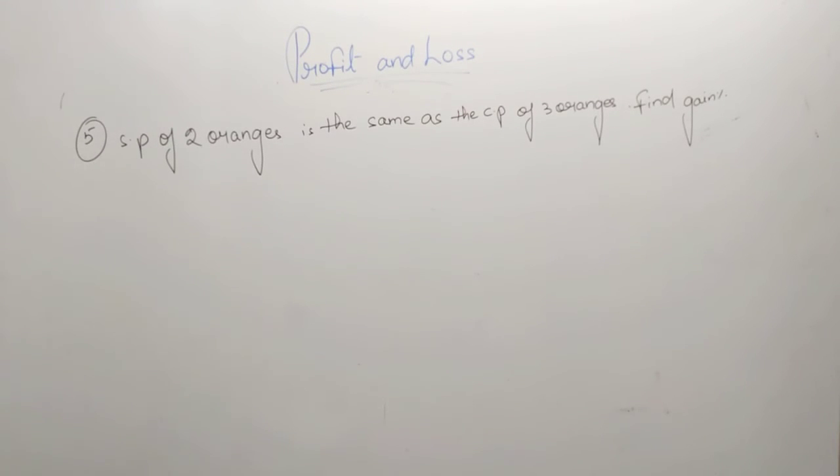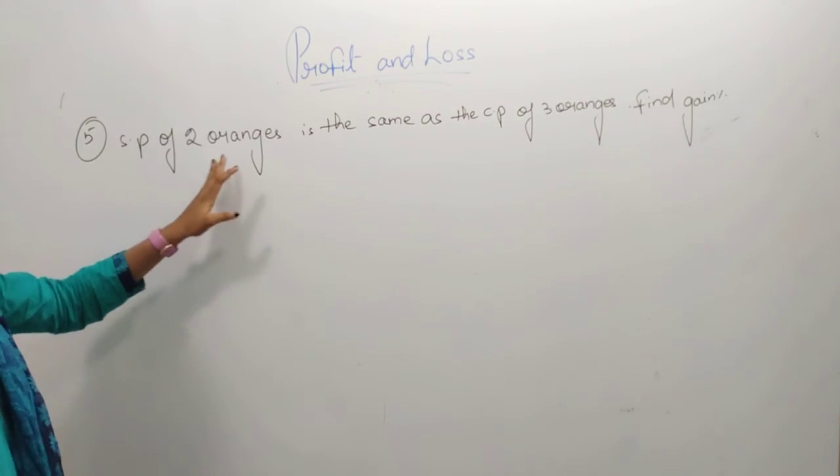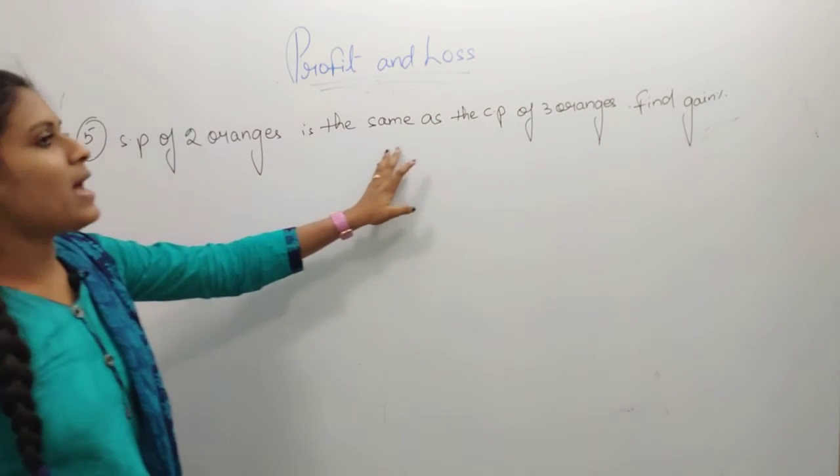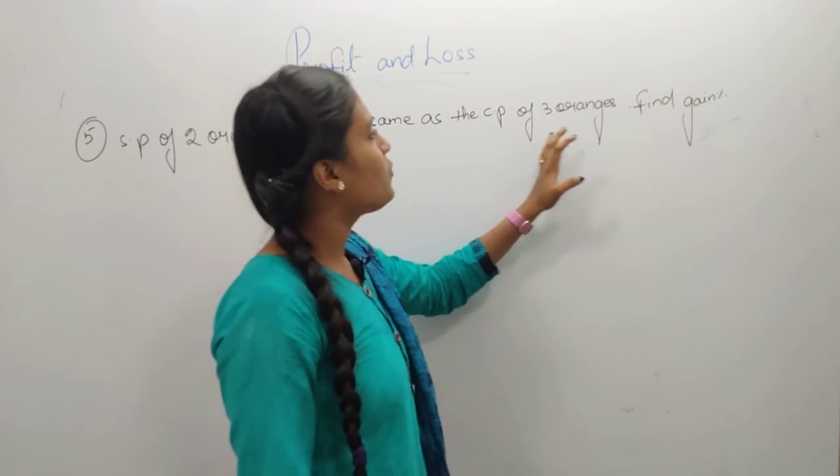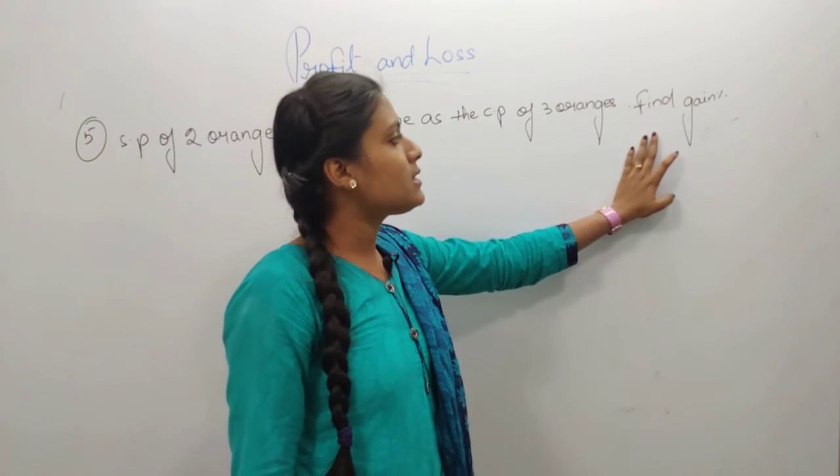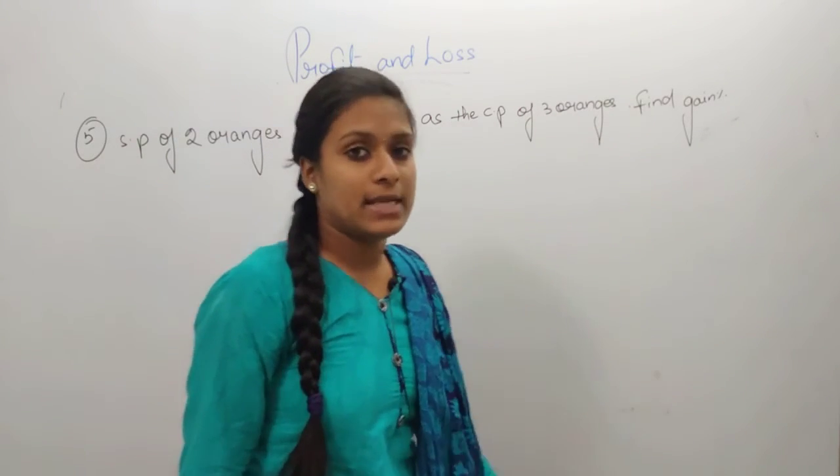Okay, what is the next question given? The selling price of 2 oranges is the same as the cost price of 3 oranges. Here it is given in the question to find the gain percent.